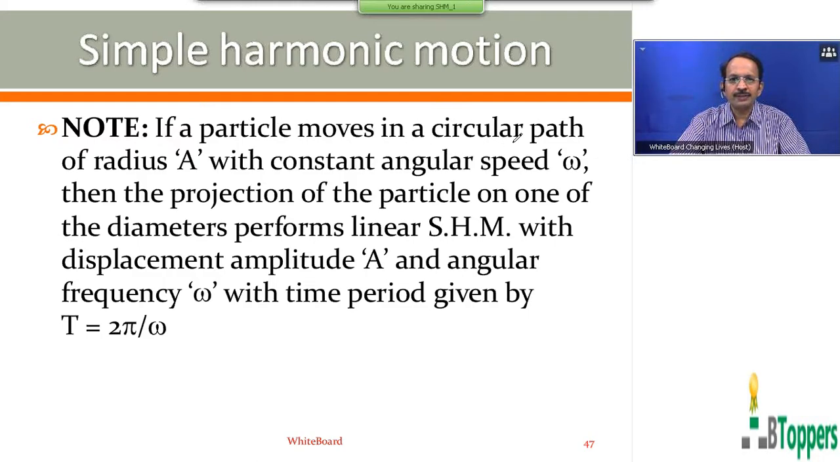If a particle moves in a circular path of radius capital A, I have given this in the form of a note, that means a conclusion to remember. Again, I repeat. The particle moves in a circular path of radius capital A with constant angular speed omega. Then the projection of the particle on one of the diameters performs linear simple harmonic motion with the displacement amplitude capital A and angular frequency omega, with a time period given by T equal to 2 pi by omega.